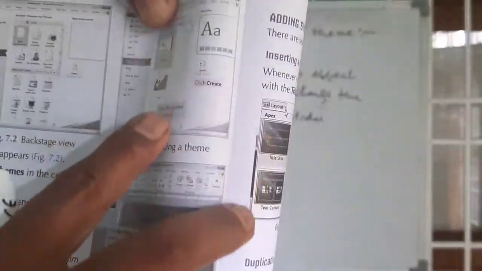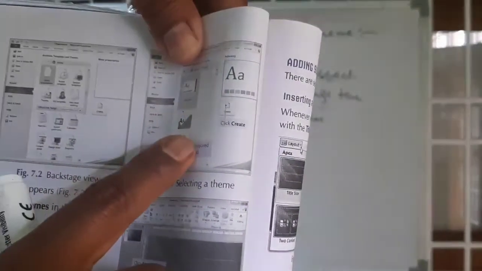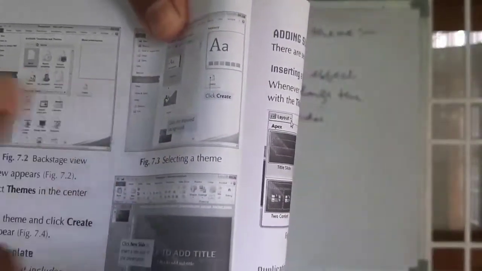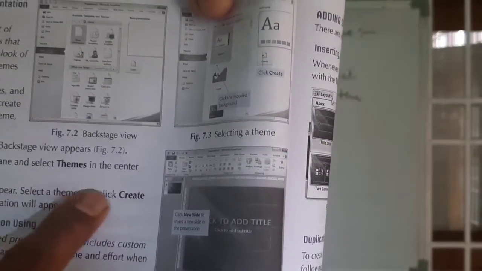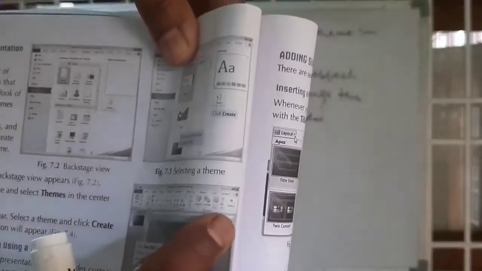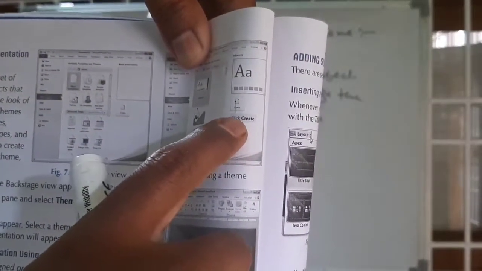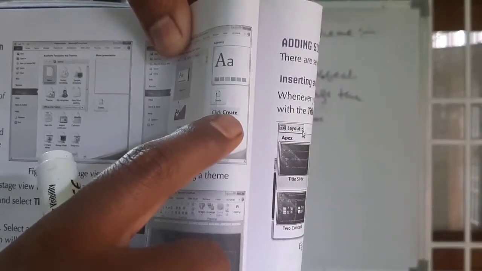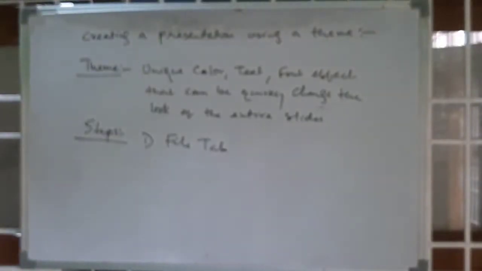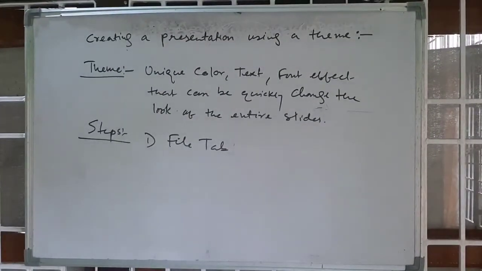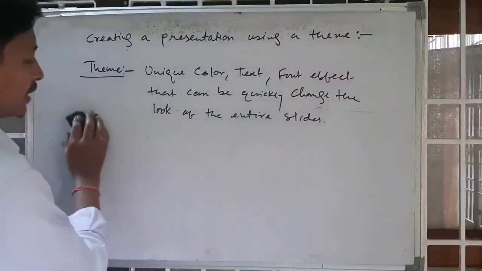There are many themes available in PowerPoint. Select one theme, and a number of themes appear. Select a theme and click Create. You can see the Create option is available. In this way you can easily insert any theme in your presentation.